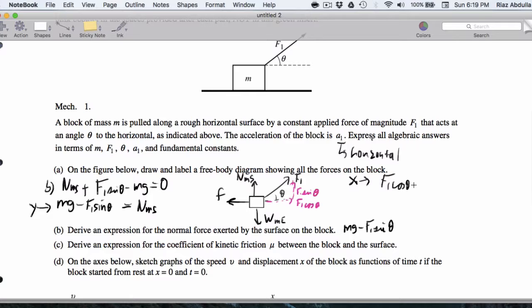F1 cosine theta fights friction. The effect is that the mass accelerates, and I'll use their letter. Now, here's the thing, we're going to talk about this a little bit more on Tuesday, but the friction force is mu times the normal force. This is called the coefficient of friction. You studied it last year.